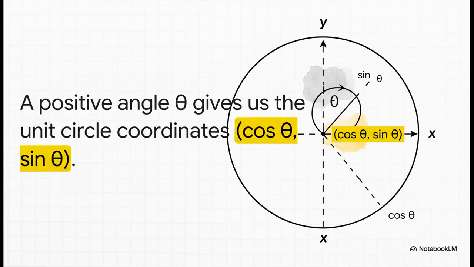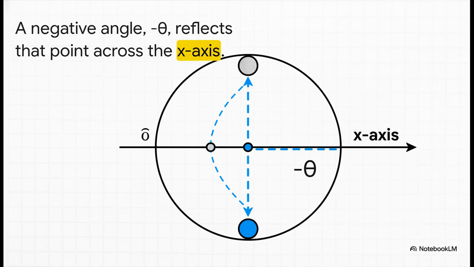Okay, so let's set the scene. We're starting with a positive angle, we'll just call it theta, right? And we rotate counterclockwise around the unit circle. The spot where we land, that point, has an x-coordinate of cosine theta and a y-coordinate of sine theta. Pretty standard stuff. But what if we use a negative angle instead? So minus theta. We rotate the exact same amount, just clockwise this time. And when you look at it, you can see it perfectly reflects our original point straight down across the x-axis.